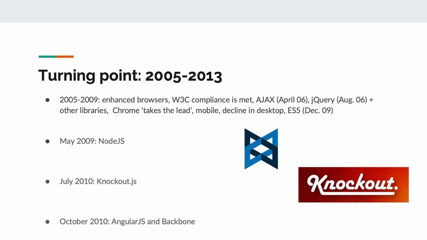So browsers in general got better. JavaScript met the W3C compliance for things like the DOM. Ajax came out in April 06. I think that's a really big deal. And jQuery in August 06.